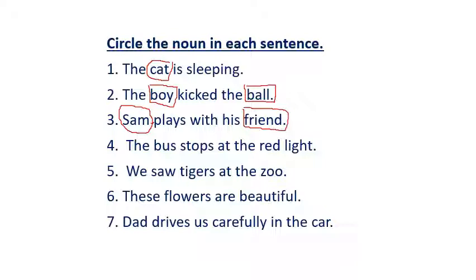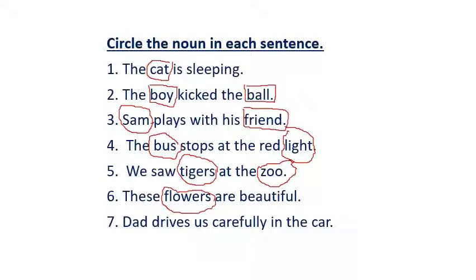Good. Now, I'll check the answers. Okay. Now, the bus stops at the red light. Number 4. Bus is a thing. And light is also a thing. Good, children. We saw tigers at the zoo. Yes, tiger is an animal. It's a noun. Zoo is a place, so it's a noun. These flowers are beautiful. Yes, flowers. Flowers are things. Good, children.